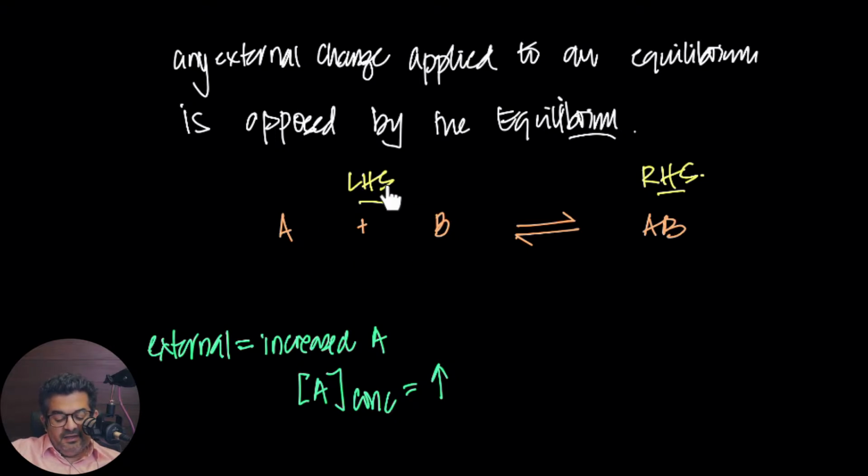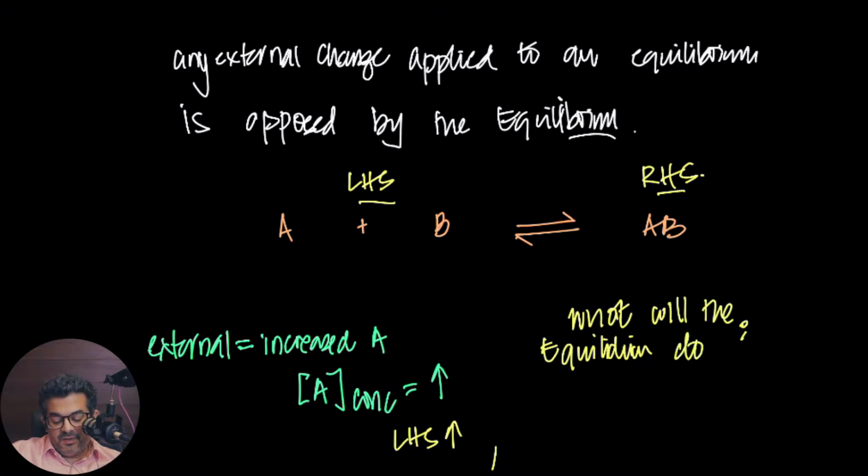So basically what I said was, if I increase the left hand side, the equilibrium will oppose that. So if I increase the concentration of A, I am increasing the left hand side. Now what will the equilibrium do? This was external. By increasing A, I am increasing the left hand side. The equilibrium will want to do the opposite, right? So what is the opposite? The opposite of increasing left hand side is decreasing left hand side. Wouldn't you agree? That's the exact opposite of increasing left hand side.